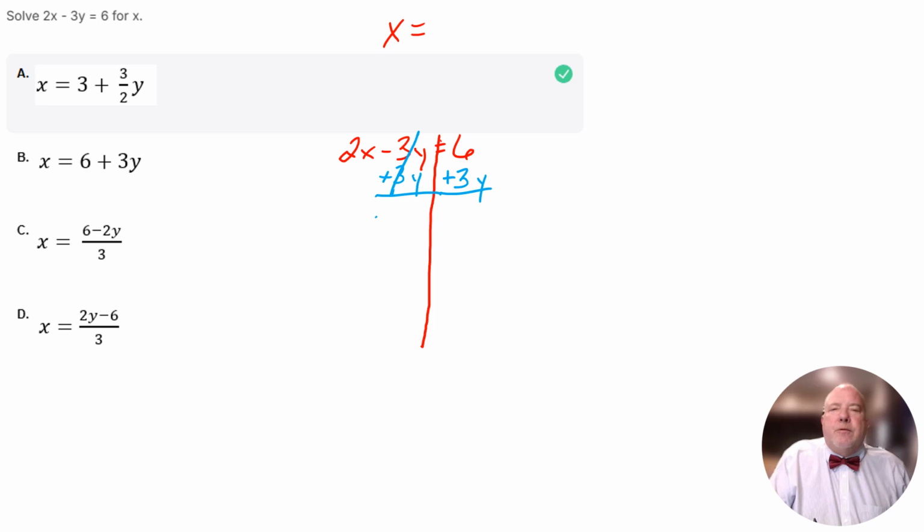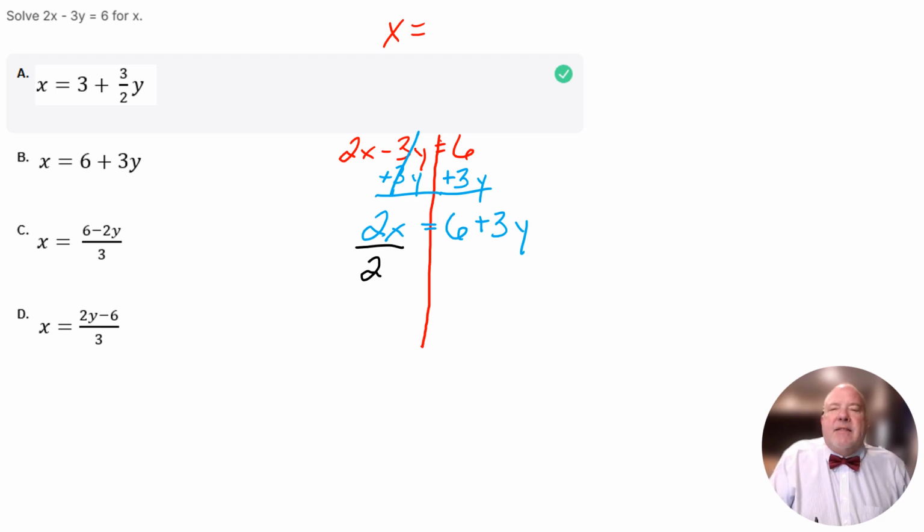So I'm left with 2x. And then over here, I have 6 plus 3y. Those are not like terms, so you can't add those together. So I just simply write 6 plus 3y. Okay? Now I need to get rid of the 2. And the way that we get rid of the 2, we said, was by dividing, because that's 2 times x. So I do the opposite and divide by 2.